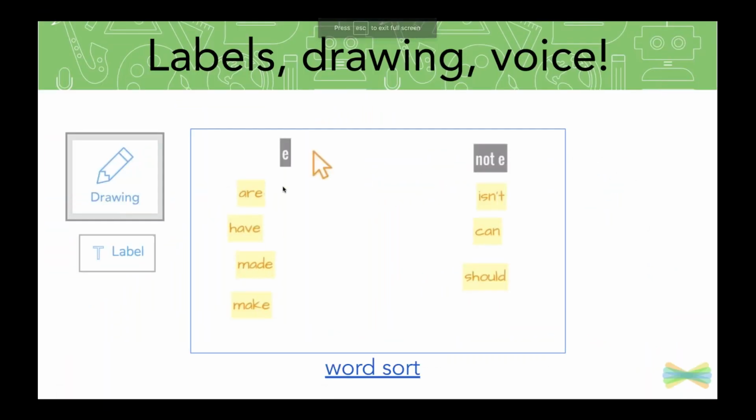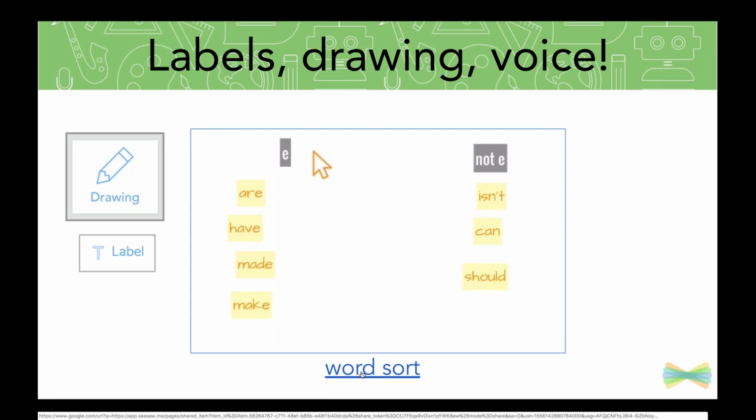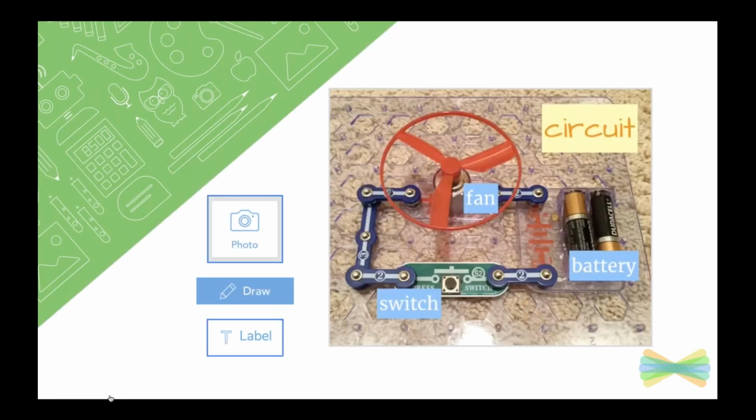How about an example of using drawing to create labels? So this student actually is doing a word sort. So they're sorting these words that have E and not E. They're reading them. So when you can peek at these slides, definitely check out some of these examples.